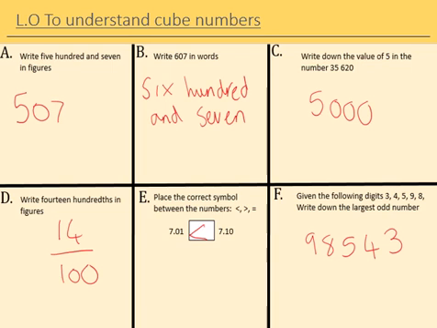So, pictured on the board are your 6 answers to the starter. Well done if you got those all right. Please mark in green pen. For question D, 14 over 100 is the answer, but you could have also written 0.14. That would also be fine. Please mark in green pen.